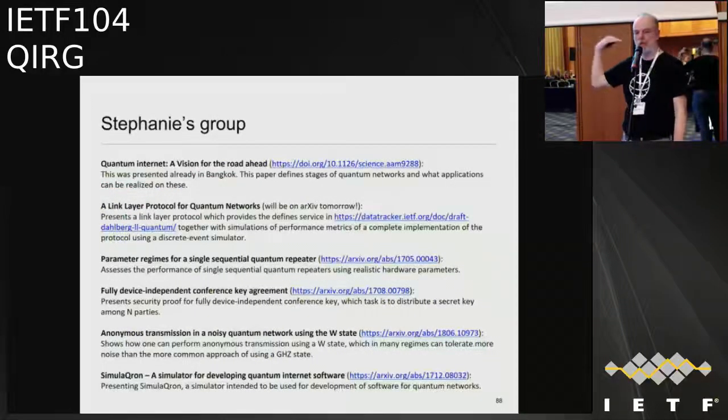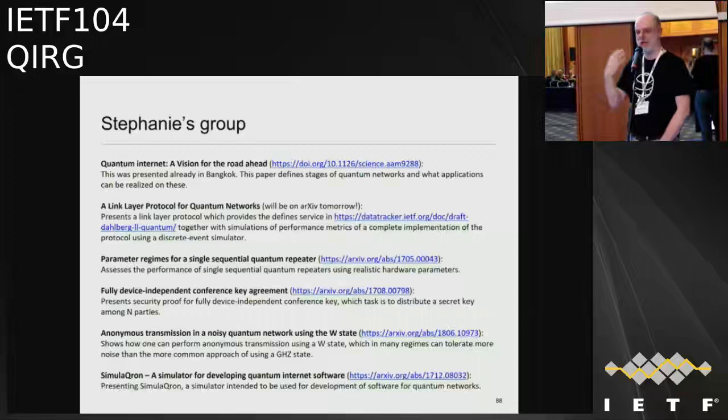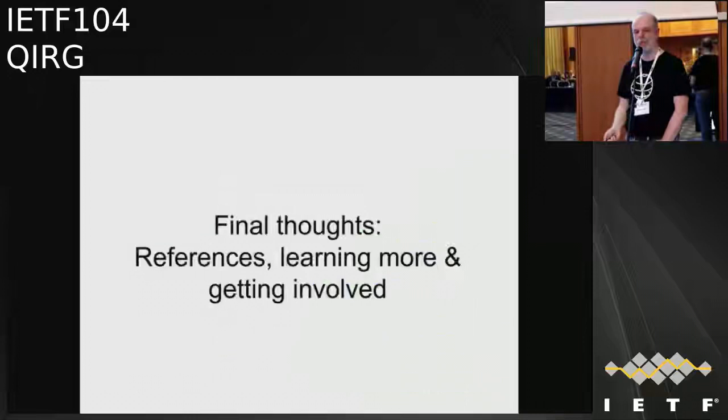From Stephanie's group, Axel gave me this list of things. They've been working on link layer protocols and parameter regimes for dealing with this, and how you actually go about using this for particular applications, and a bunch of different stuff. They built some simulators for doing this. That gives you kind of an idea of the work that's actually going on.